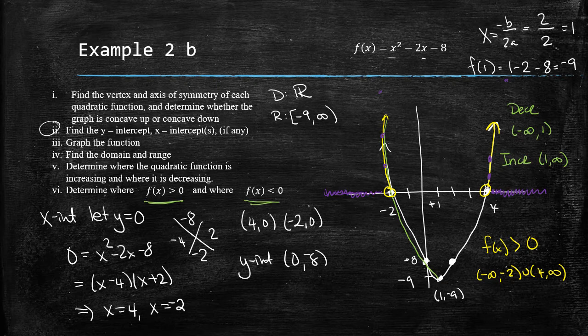Okay, and then when is it less than 0? The second part of the question. So that's going to be, in this case, in between our two x-intercepts. Okay, that's when we're at this portion of the parabola, portion of the U that's below the x-axis. So f of x is less than 0 on this interval, negative 2 to 4.